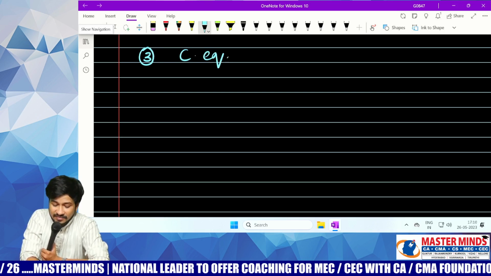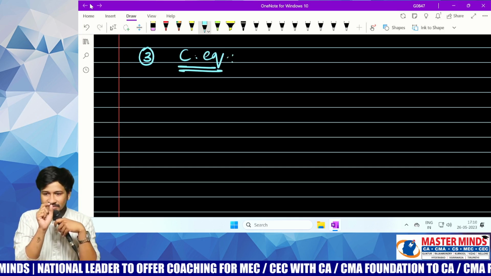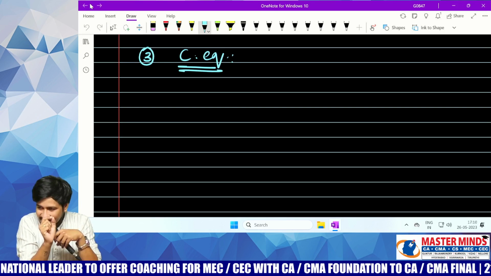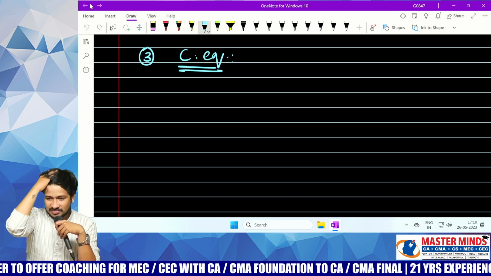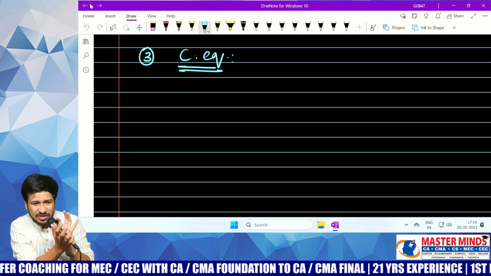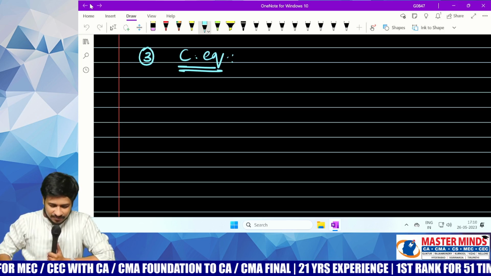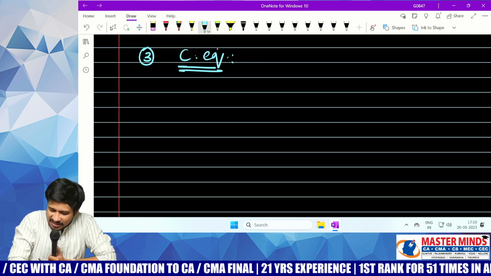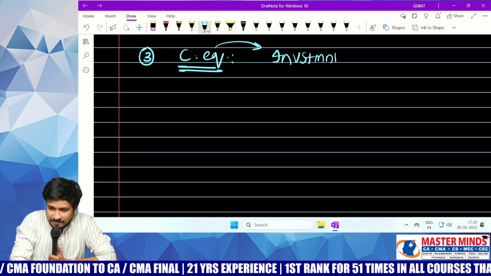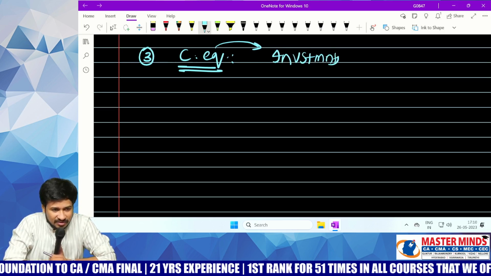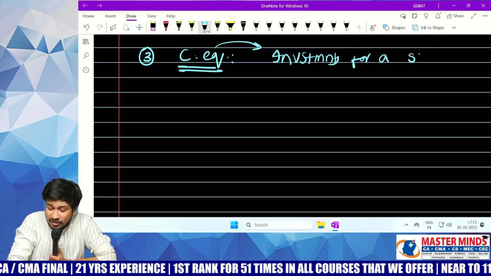Cash equivalents. Now listen very, very carefully, everybody. Cash equivalents is something not purely cash, but it can be measured in the form of cash. Almost cash features, whatever are there, cash equivalent features are also the same. Let me start now. Point number 1, cash equivalents will always be in the form of investments. Cash equivalents will be in the form of investments for a short term period.